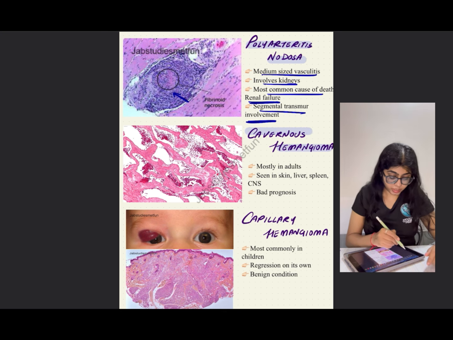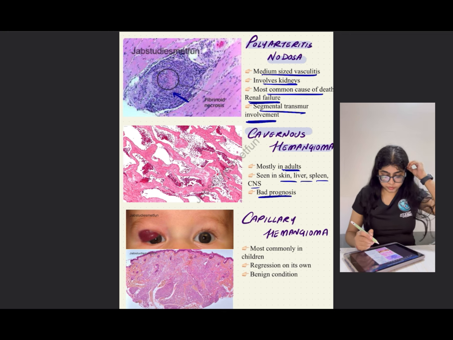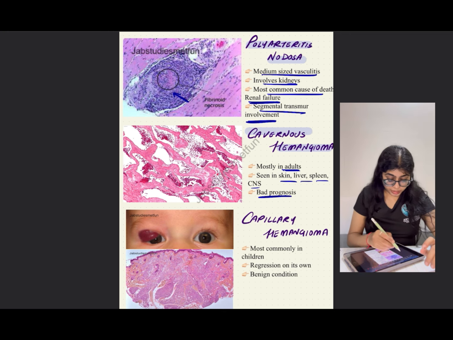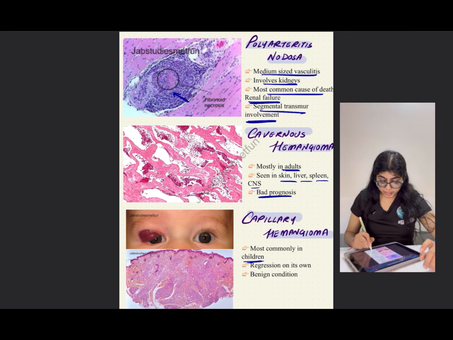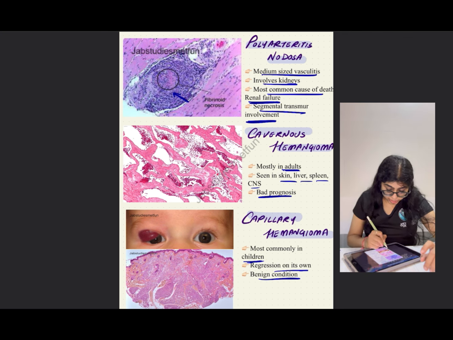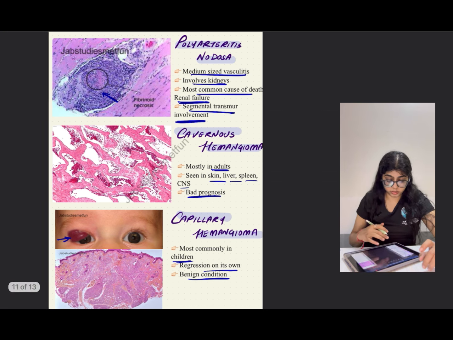Cavernous hemangioma. It is mostly seen in adults. It is seen in skin, liver, spleen, and CNS, and it has a bad prognosis. Capillary hemangioma is a benign condition. It is commonly seen in children, and it regresses on its own. You can see in this child that the capillaries have formed a hemangioma on his eyelid, and it will most likely regress on its own. It just goes away on its own.